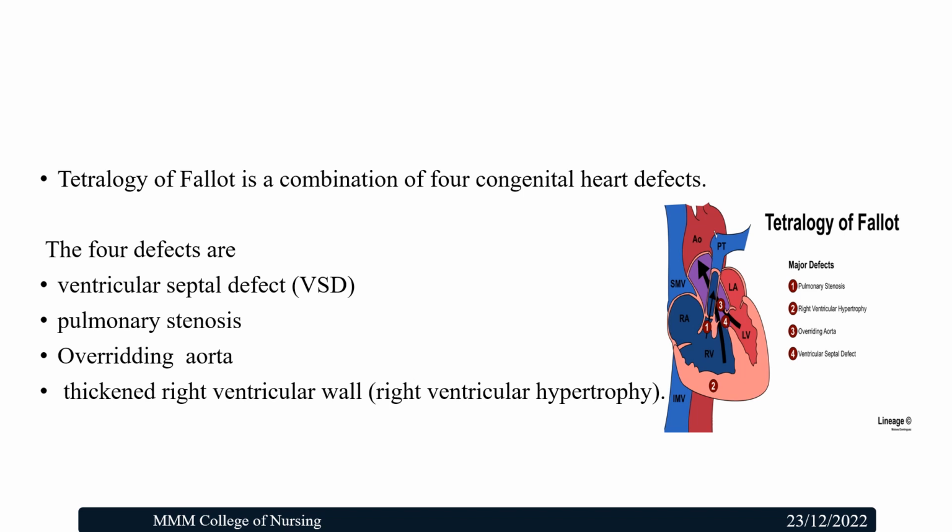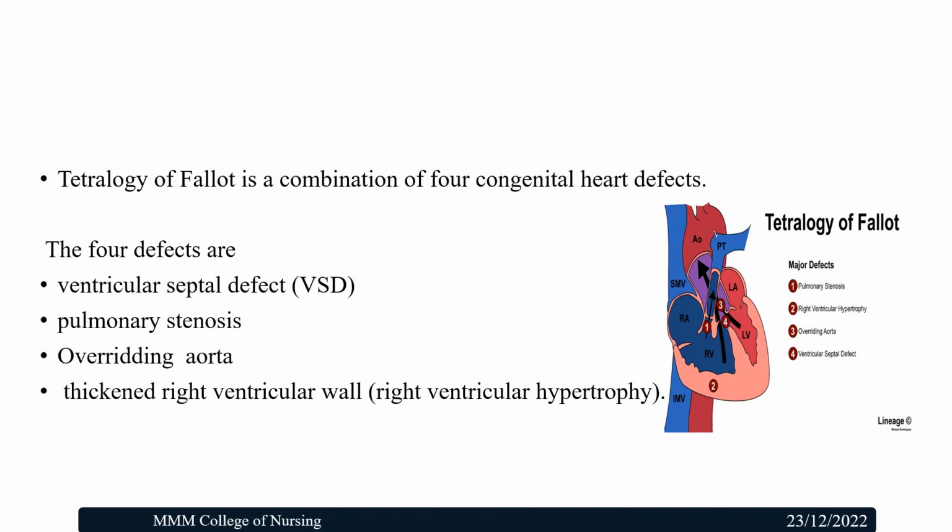Tetralogy of Fallot is a combination of four congenital heart defects. The four heart defects are: first one is the ventricular septal defect, that is an abnormal opening between the right ventricle and the left ventricle. Next coming the pulmonary stenosis, that is the narrowing of the pulmonary valve. And next is overriding of aorta. So the aorta has been overridden, and thickened right ventricular wall or right ventricular hypertrophy.